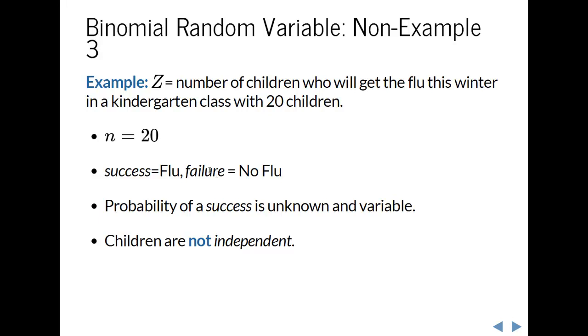At first glance, this may appear to be a binomial random variable. However, the probability of a child getting the flu is unknown, and it's not constant. In other words, some children may be more likely to get sick than others. Also, children are not independent in this scenario because they're sharing a classroom. If one child gets the flu, this would raise the probability that other children will also get the flu. So the outcome of one child may affect the outcome of another. For those reasons, capital Z is not a binomial random variable.